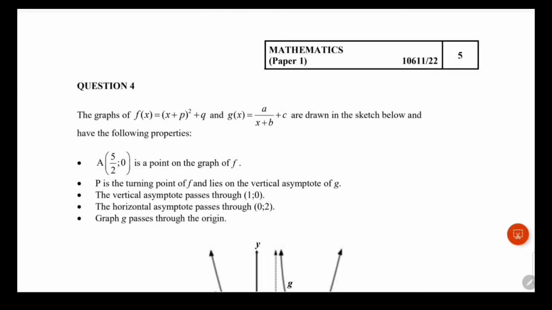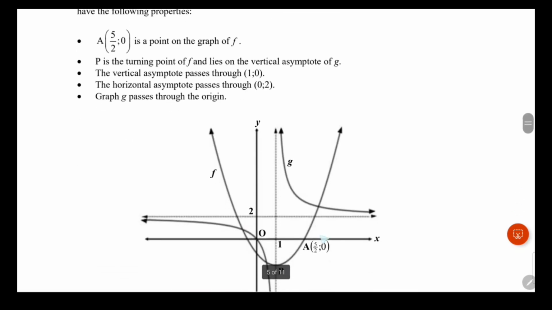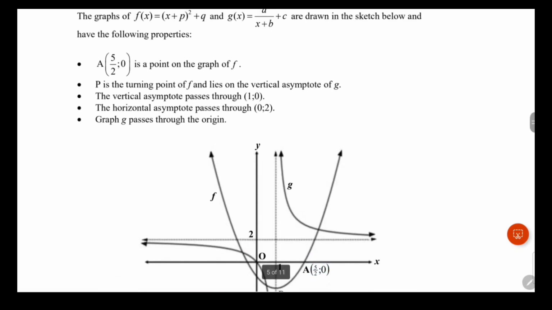On question 4, the information says the graphs of f(x) = (x + p)² + q and g(x) = a/(x + b) + c are drawn in the sketch below and have the following properties. So we have (5/2, 0) is a point on the graph of f. So that's just a point, and we can see that it's an x-intercept.